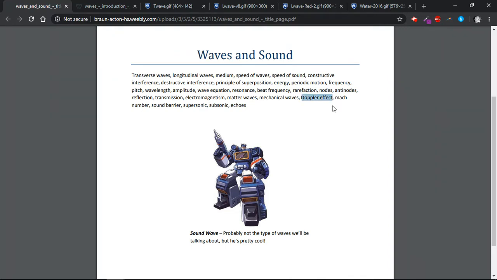Really cool effect called the Doppler effect. It's a really neat concept. You've probably all heard about it before. It's the change in sound that you get when objects are making sound and moving relative to you, towards you, or away from you. The Mach number, really neat idea about objects traveling at Mach 1, Mach 2, or Mach 0.5 or Mach 7.